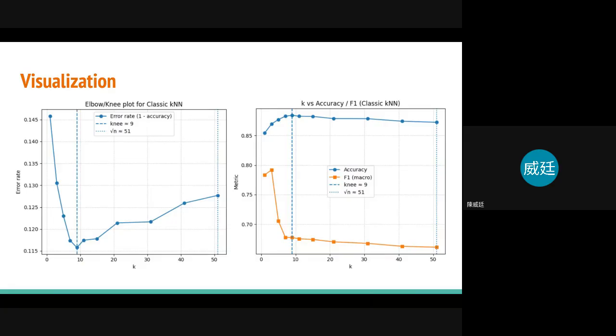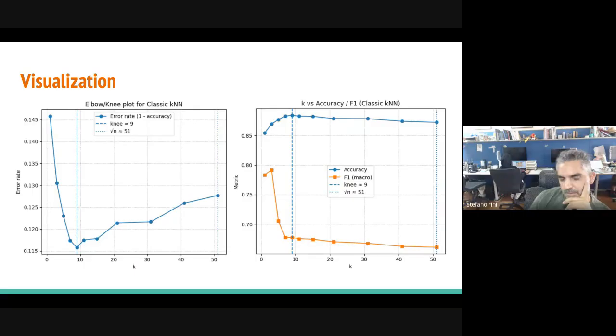And on the right, we can see an overlay of accuracy and the F1 score versus K. Accuracy peaks around K equals 8 to 12 and then flattens. But the F1 score declines as K grows, because widening the voting neighborhood favors the majority classes even more. Correct. So are you happy with this or not?